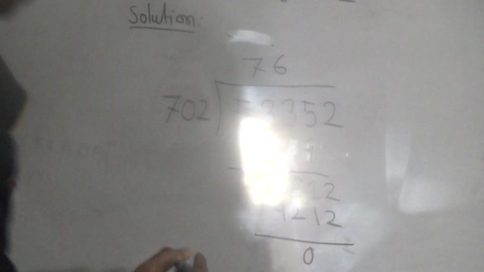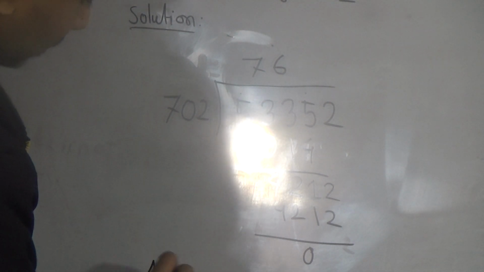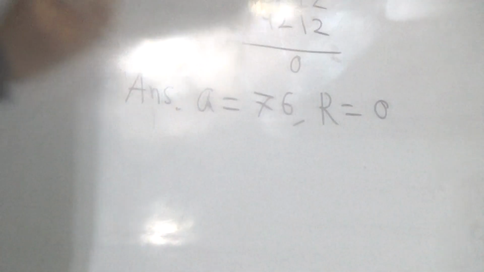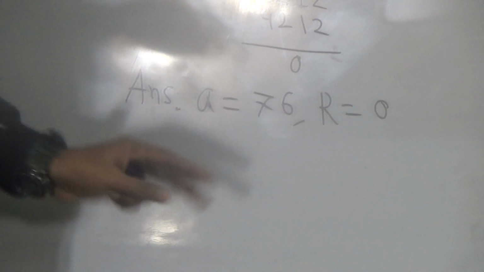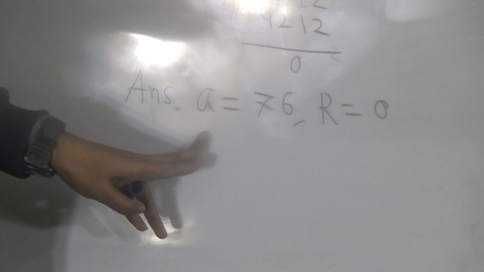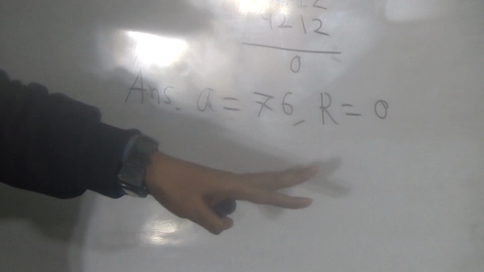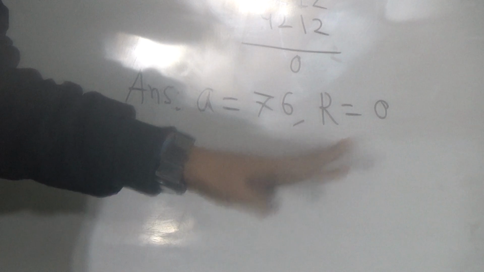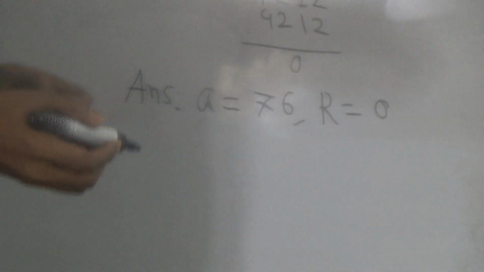Now write the answer. Quotient 76, remainder 0. You know, student, Q is the short form of quotient and R is the short form of remainder. Okay. I hope you understood.